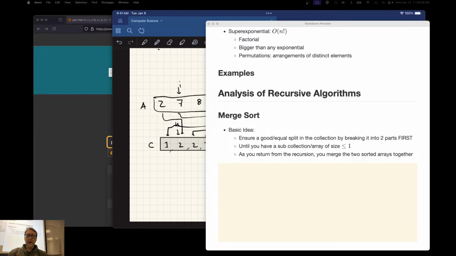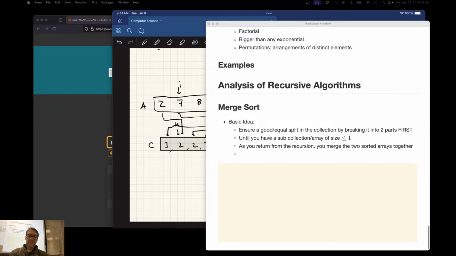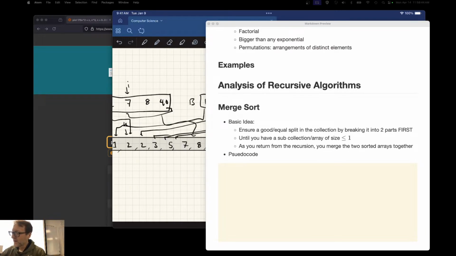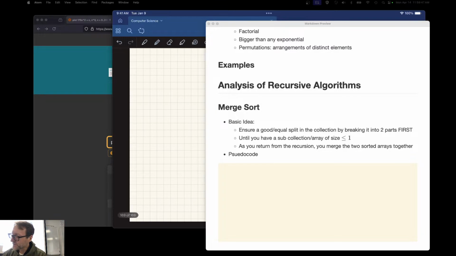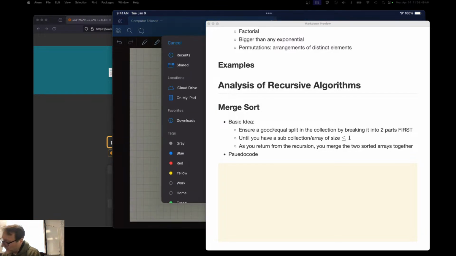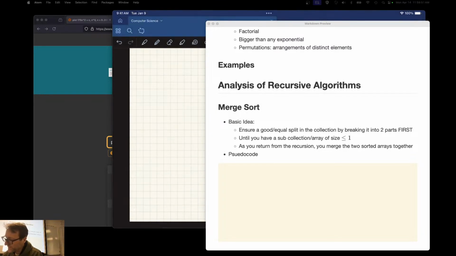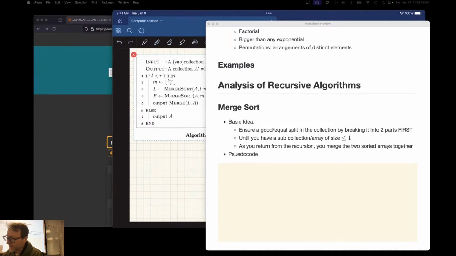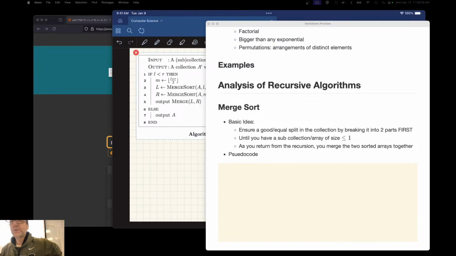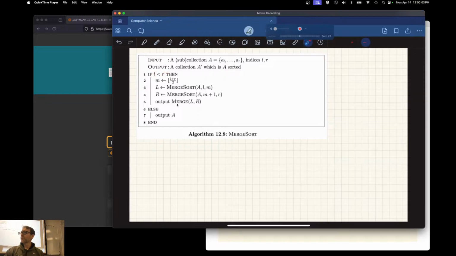So let's take a look at the pseudocode first. Pseudocode. Hopefully I have it. I should have checked that. Merge sort. There we go. There it is. Okay. There's the main merge sort algorithm, right? Left and right, those are your index values.